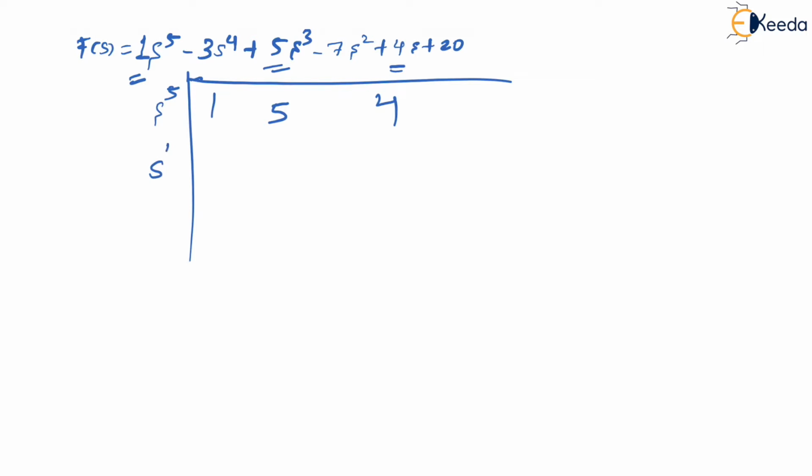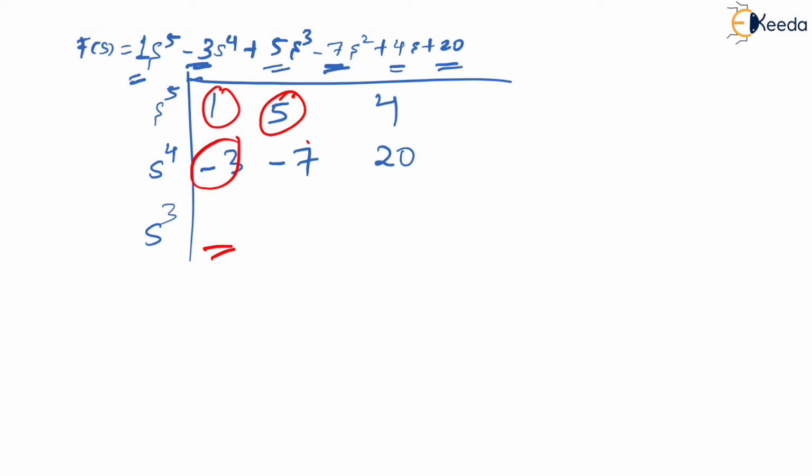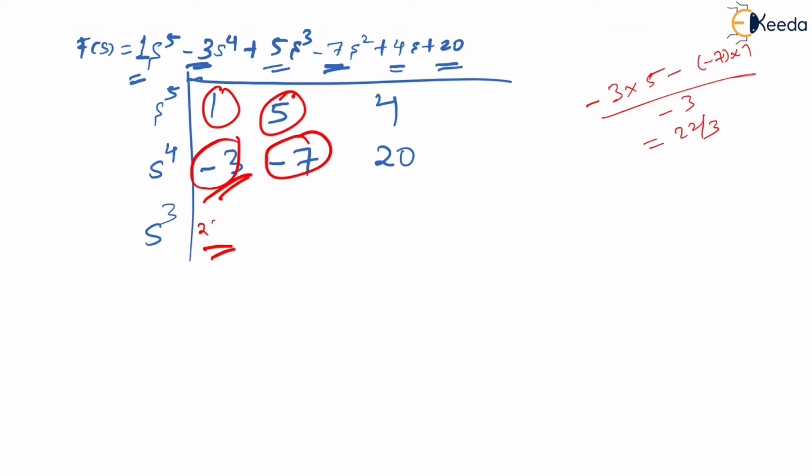Now what is next? S power 4. What is s power 4 now? Minus 3, minus 7 and 20. So minus 3, minus 7 and 20. Is that correct? Yes. Now let us find s power 3. What will be s power 3 here? Yes, definitely this into this minus this into this upon this, correct? So if you solve that, see, minus 3 into 5 minus minus 7 into 1 divided by minus 3, correct? If you solve this, you get the answer to be equal to 22 by 3. So this is nothing but 22 by 3.